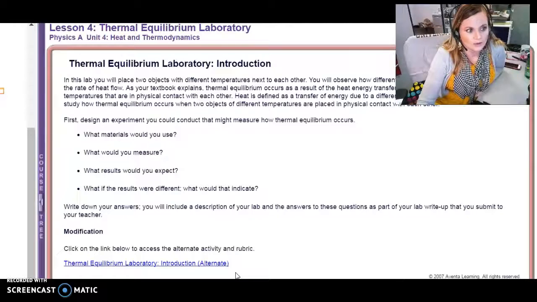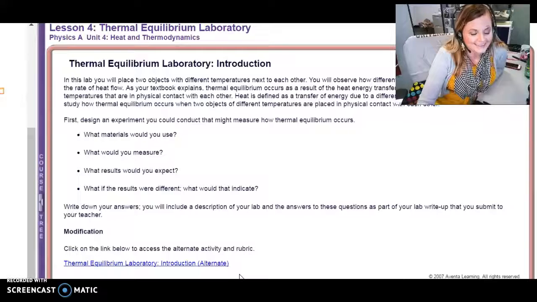Today I'm going to walk you through Unit 4, Lesson 4, Thermal Equilibrium Portfolio. This, believe it or not, is already your final portfolio for first semester. I know it's kind of hard to believe we've come this far already.